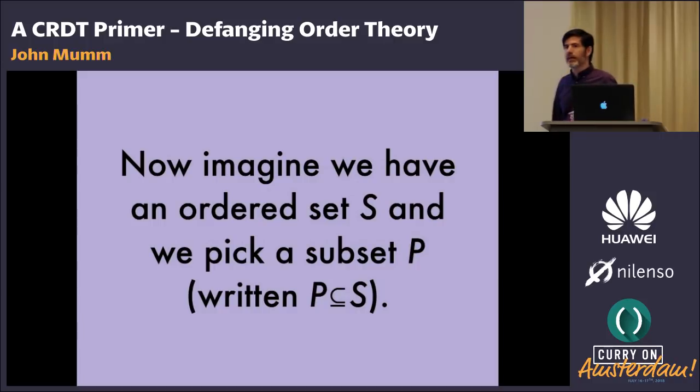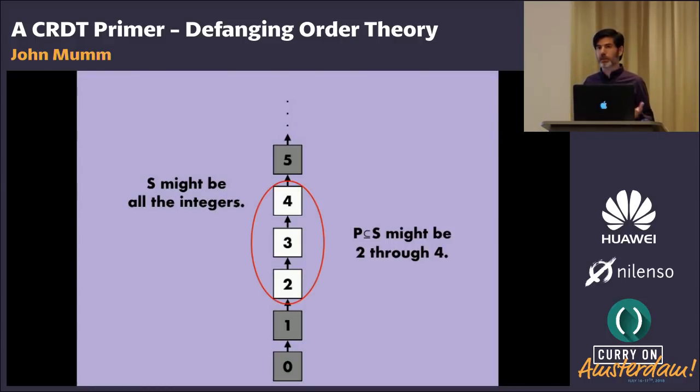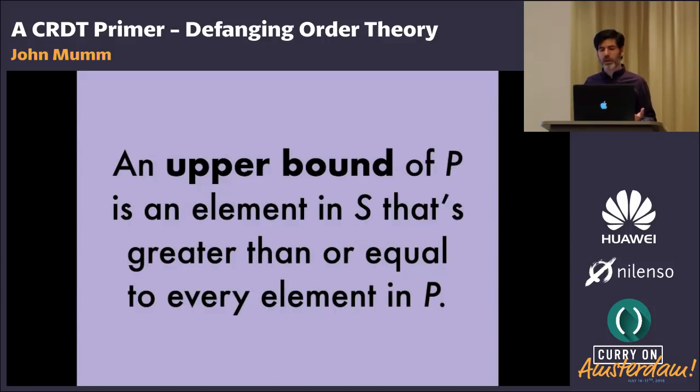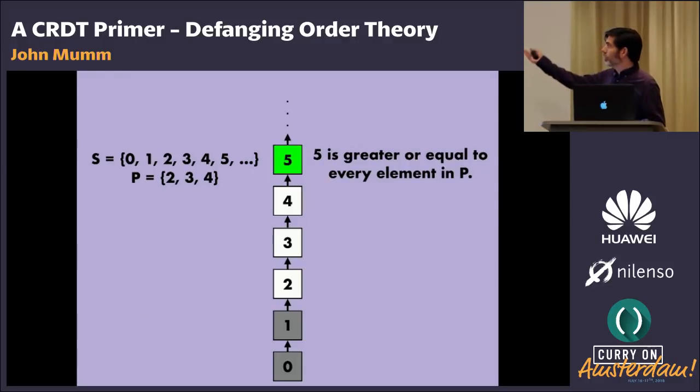All right, now imagine we have one of these ordered sets, and we pick some subset P of that ordered set. So our ordered set might be all the integers, and our subset might be 2 through 4. An upper bound of P, an upper bound of that subset, is an element in S that's greater than or equal to every element in P. So if we go back to this example, 5 is an upper bound of P because it's in S, it's one of the integers, and all of the integers in our subset are less than or equal to 5.